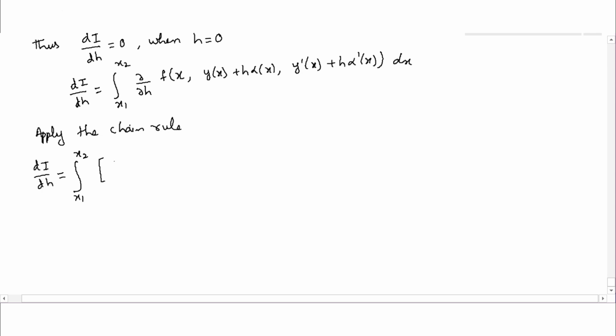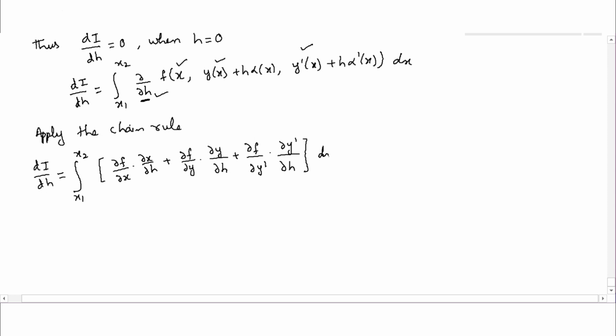Now let us apply the chain rule. Differentiate this f with respect to the first variable you have, which is x. So it's dou f by dou x, and further, this x has to be differentiated with respect to h: dou x by dou h. Plus the next variable that you have is the variable y. So function f is differentiated with respect to y, and further y is differentiated with respect to h. The next variable is y dash. So differentiate f with respect to y dash, and this y dash is differentiated with respect to h. So all expressions are differentiated with respect to h, times dx.